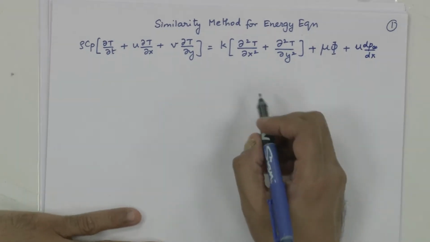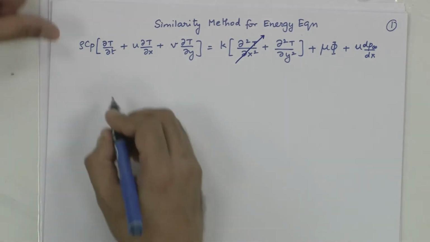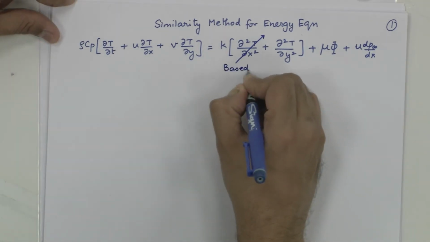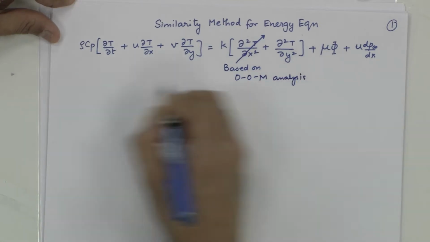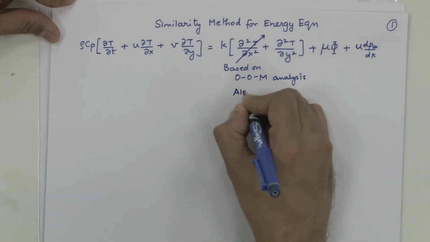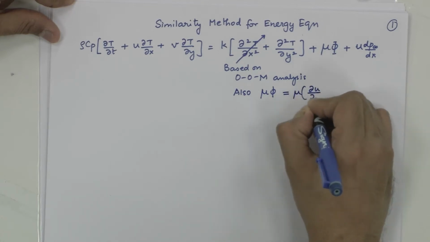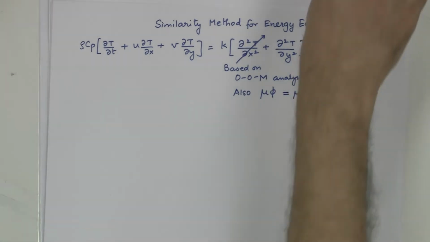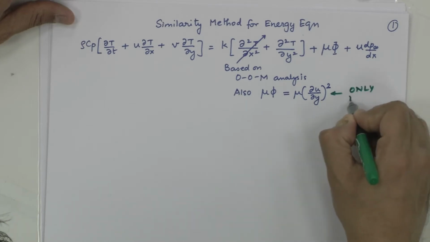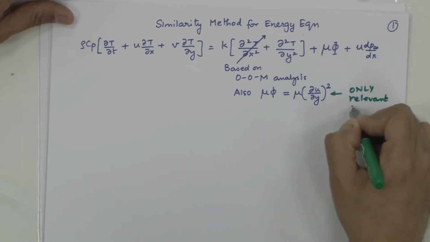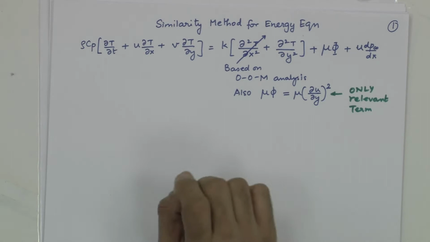Now based on order of magnitude analysis and other simplifications, this term would go to 0. And also the viscous dissipation term: of the several terms that are going to be there, you would end up with only mu into (du/dy) whole square. So this is the only term that would be important, the only leftover term. This can be given as an exercise to students to show that the viscous dissipation term on simplification will give you this particular term alone.